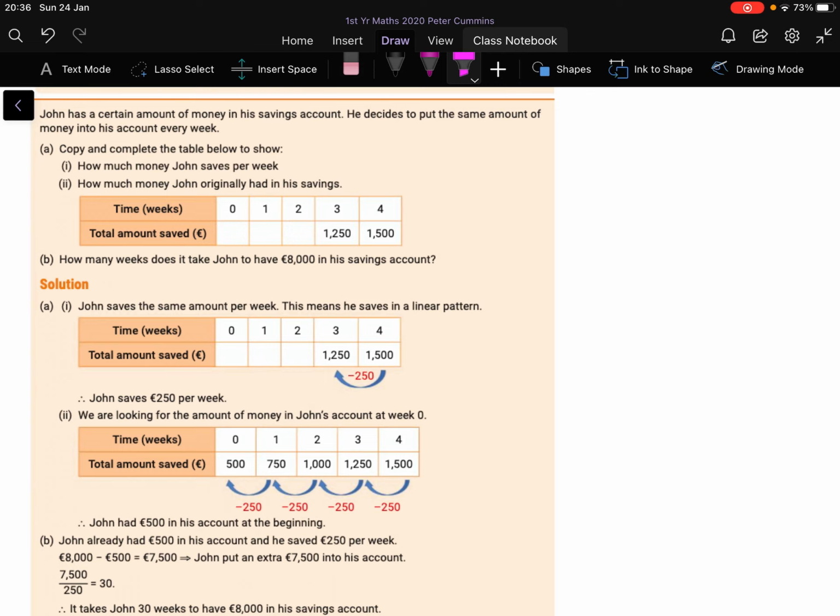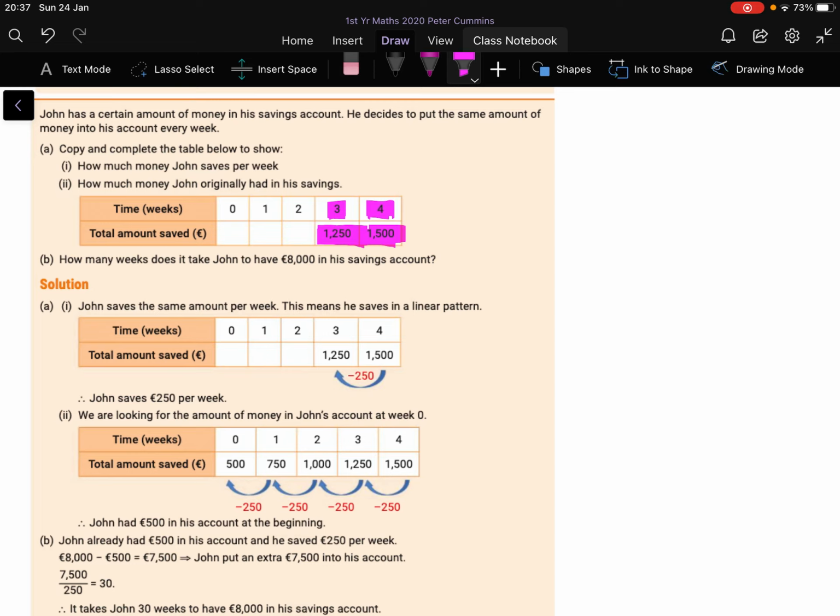But this example here says, how much money does he save per week, and how much money did he have before he started putting the money in? So they're saying, well, here's week 4. At week 4, he had 1,500 euros saved up. At week 3, he had 1,250 euros saved up.